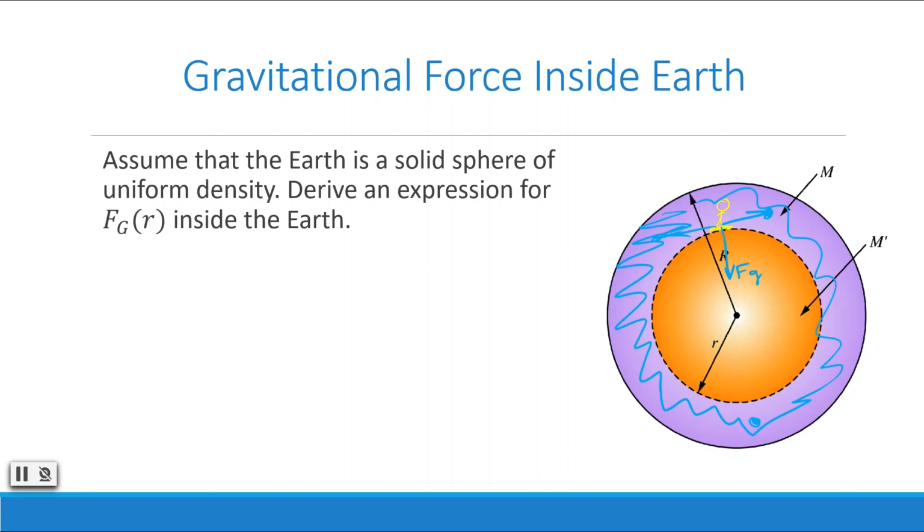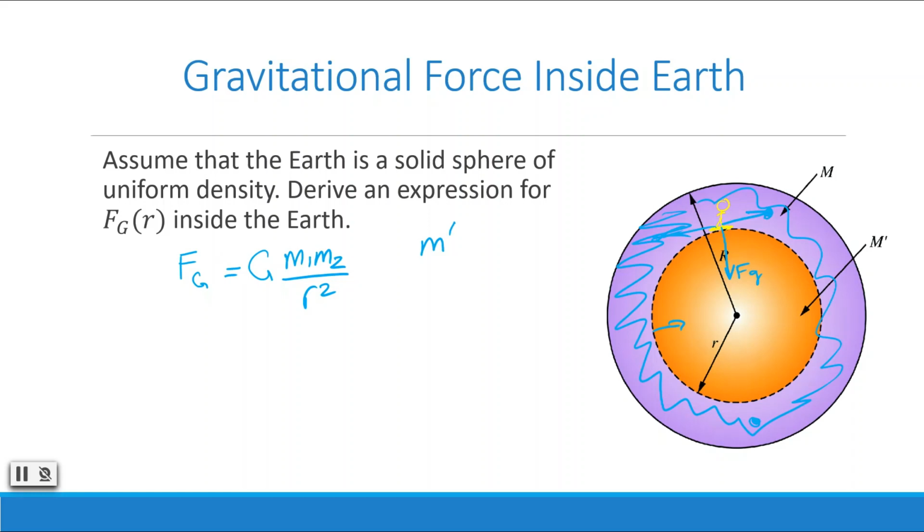So essentially, we still use our gravitational force as being equal to G m1 m2 over r squared. But we're looking not at the full mass of the Earth, we are looking only at the portion of the mass of the Earth that is inside of that radius, because the part that's outside is canceled out. So we basically need to figure out what is M prime. M prime is the mass that is inside of radius r.